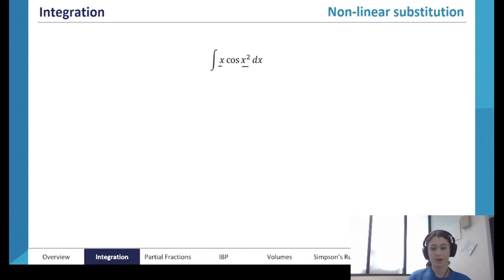So we'll get into it, and we're going to follow the same steps as our linear integration example. Remember, our first step is to let u equal the thing that we're substituting. So I'm going to let u equal x squared. And now we need to find the derivative of u with respect to x.